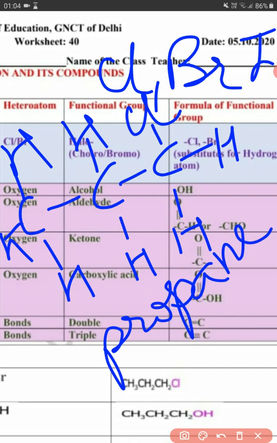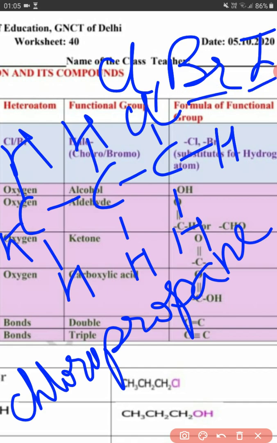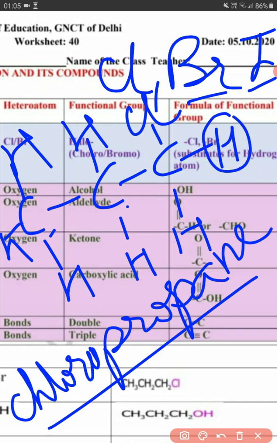and 1 chlorine. So chlorine is written as chloro. If we use bromine, then the name will be bromo, and for iodine, iodo. So the name will be chloropropane, as 3 carbon atoms are there. In this way we can write the names for halogens, where one hydrogen atom is substituted by these halogens.